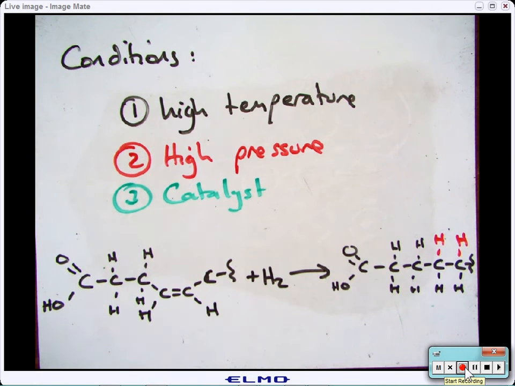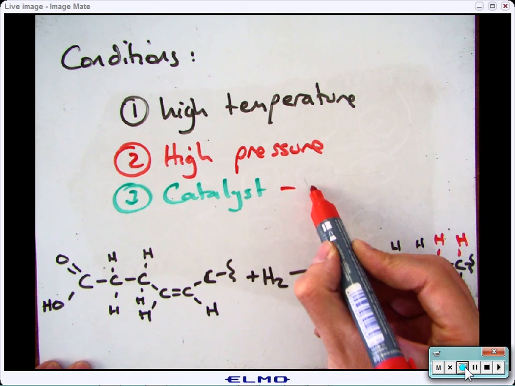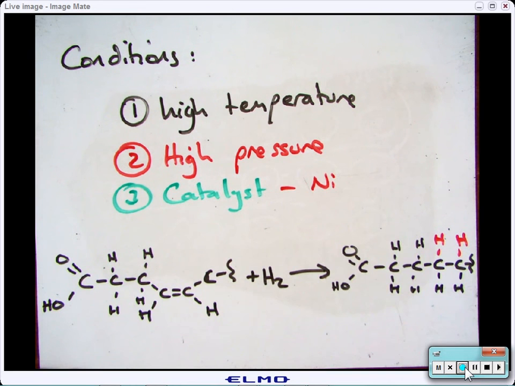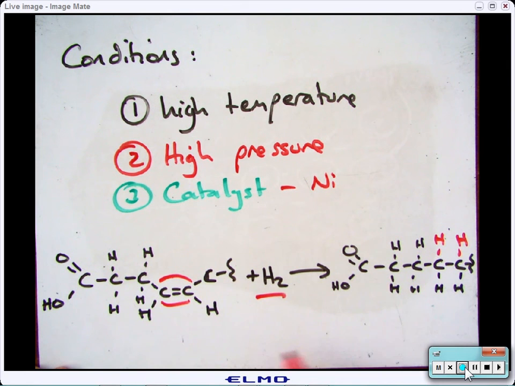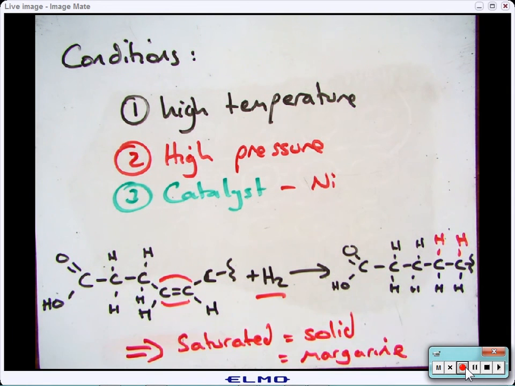So the conditions you need for this are high temperature, high pressure, and that catalyst, which if you remember I've just said is nickel. So what they'll do is they'll take your unsaturated fat there, which is your oil, add hydrogen to it under these pressures. It'll break that double bond, fill it in, and turn it into a saturated fat. And a saturated fat, when it's cooled down, will be solid. For example, your margarine that you put on your bread.